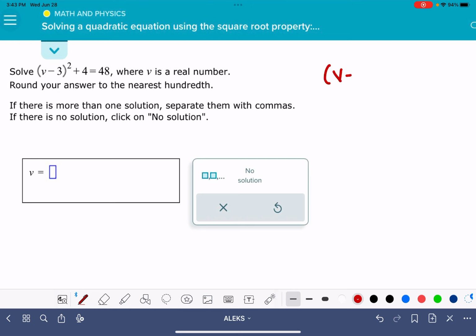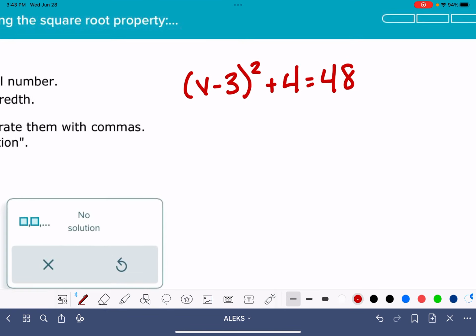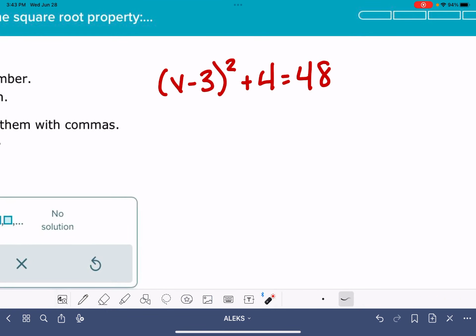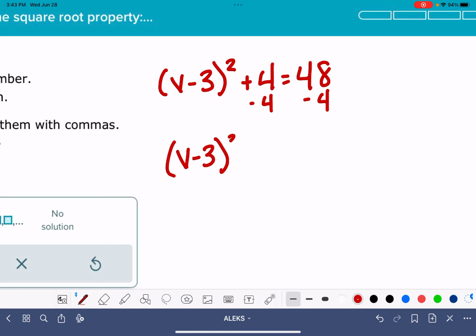I have (v minus 3) squared plus 4 equals 48, and I'm being asked to solve for v. So I want to isolate that v variable. The first thing that I'm going to do is just subtract 4 from both sides of my equation. That's going to give me (v minus 3) squared equals 44.